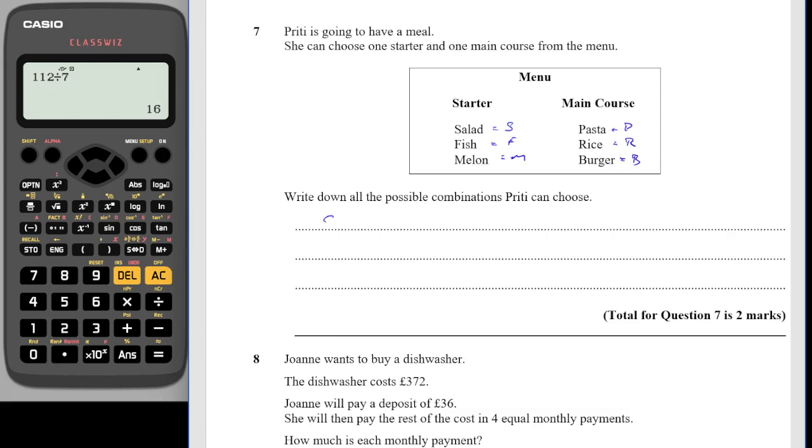Okay, so I'm going to go salad and pasta. S and R, S and B. I'm going to switch my lines just so I can list them easier. So the same F to start with and then the same 3 options. And then finally melon followed by the final pattern. There we go. So 9 options.